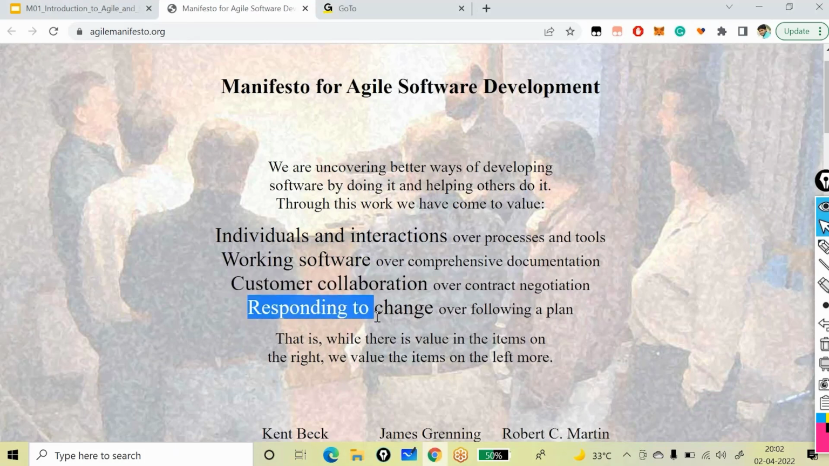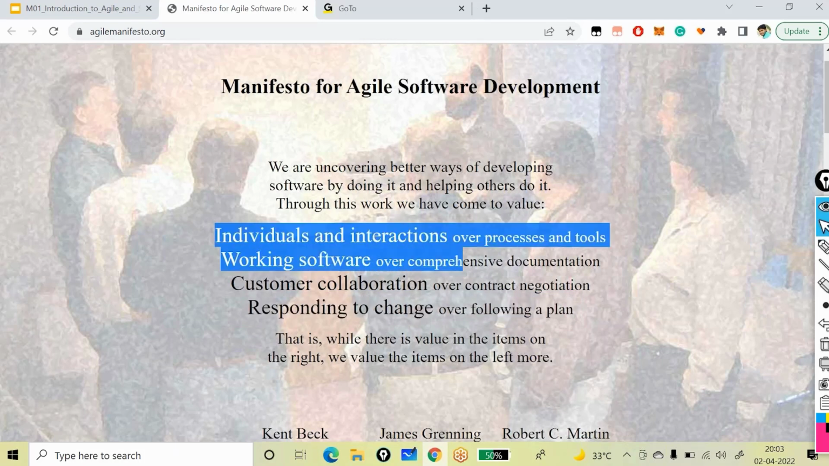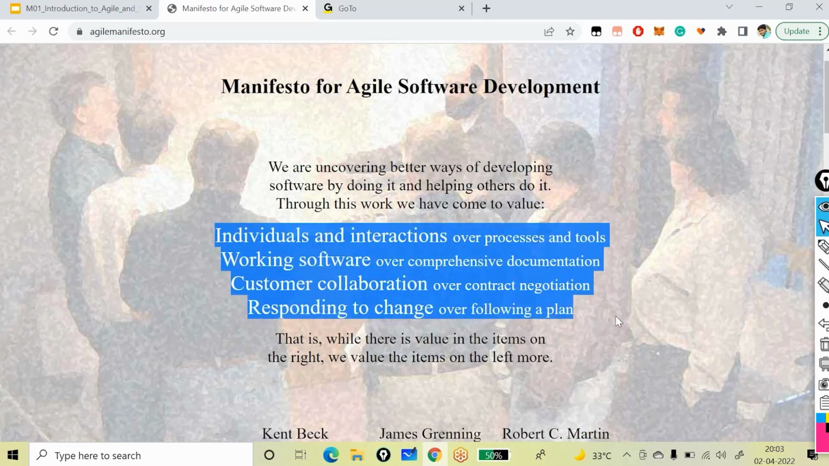And the final one here is that you need to respond to change, okay, over following a plan. Whenever a change comes, you should always respond to it quickly rather than following a plan. So you should not go with a predefined process. If the plan changes, you should respond to change very quickly and adapt to the situation. So these are the 4 values which are highlighted. The principles I'll try to cover tomorrow, but these are the core values which you need to consider when you talk about the Agile Manifesto.